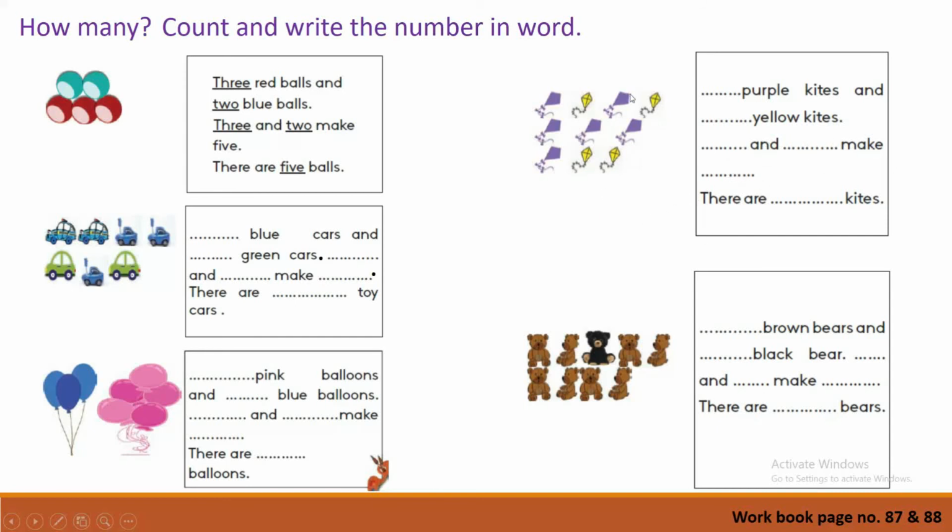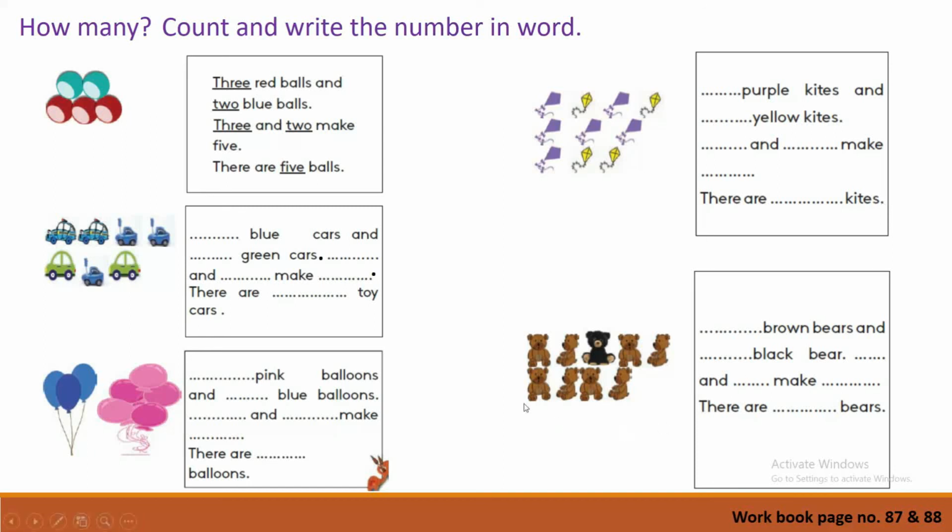Now look at the picture. Altogether, how many kites? Come on. Here are the kites. Let's count and see. 1, 2, 3, 4, 5, 6, 7, 8, 9, 10. Now you can complete this sentence. There are 10 kites. Very good.